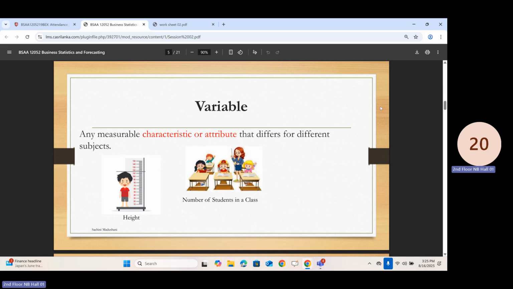The other thing is that a variable differs from subject to subject. We take weight as a variable. Then we measure the weight. What happens to the answer? It is different from subject to subject.